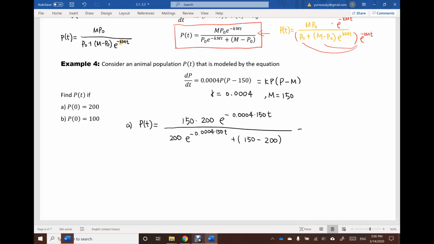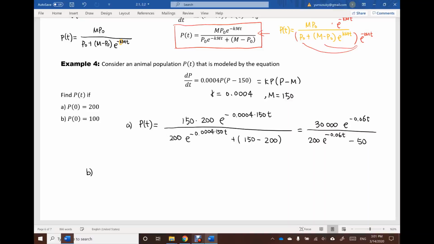So we get the numerator 2 times 15 is 30, so 30 and then the 3 zeros after it. And then when you multiply 0.0004 and 150, you get 0.06t. And here we have 200 e to the minus 0.06t, and then we get minus 50. Okay, so that is part A.